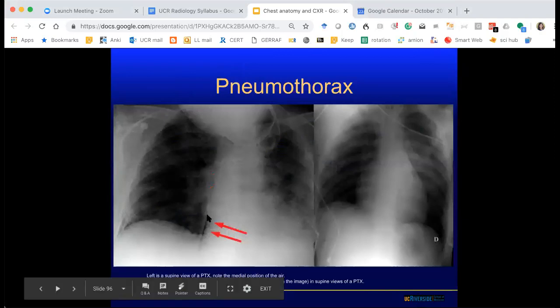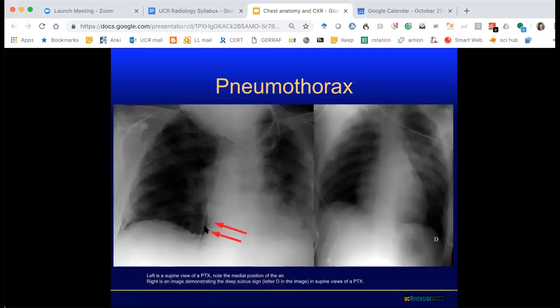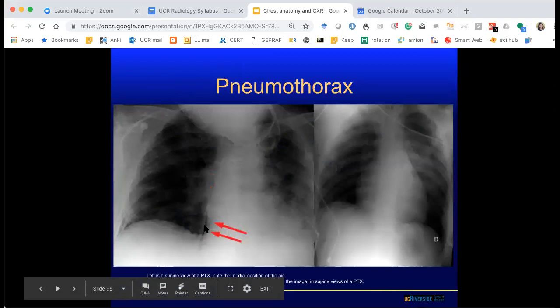Here we have, again, this lucency here, right? So this one, the patient is probably supine, like on their back, and so the air is probably going into the non-dependent portion, so that's why it looks like it's here. If they stood up, it should rise to the top.